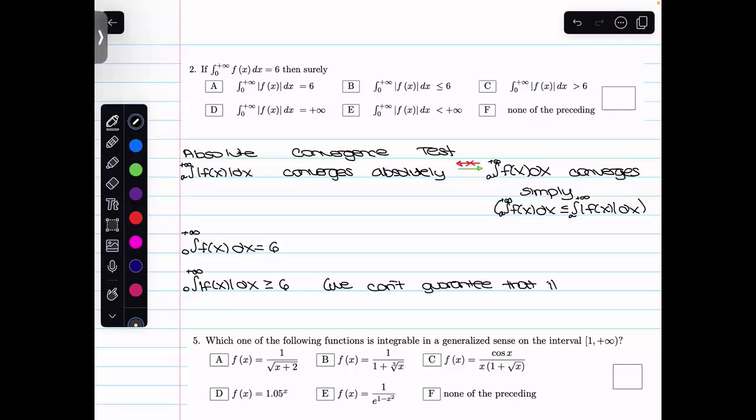This was from a past exam before they changed the syllabus, so a few years ago. But they can definitely ask this kind of question. And notice how none of them is correct, actually, because this doesn't have the equal sign. So just keep in mind that when you take an absolute value, it doesn't necessarily become bigger. It could actually stay the same. So this one ended up being none of the preceding.